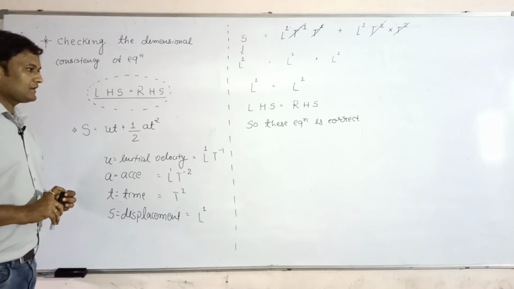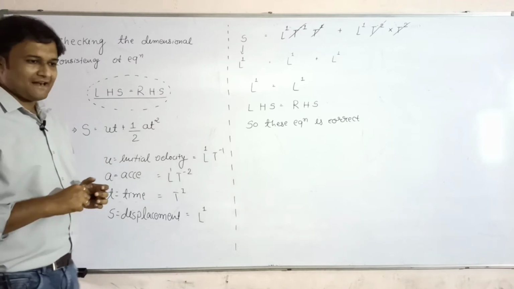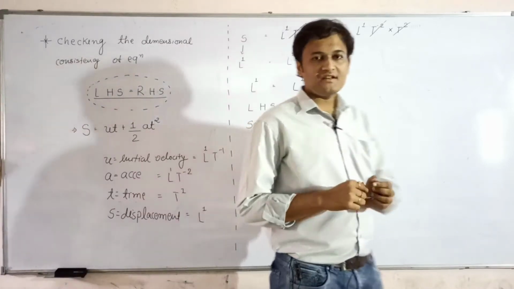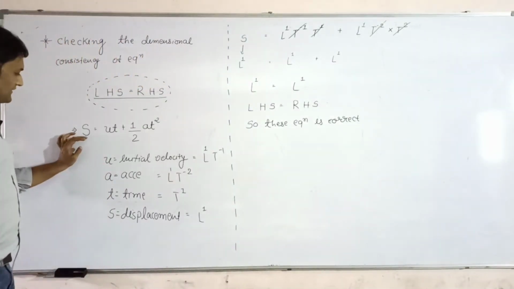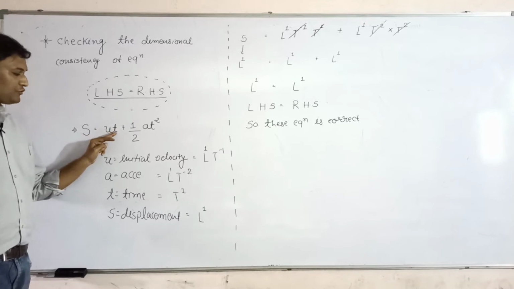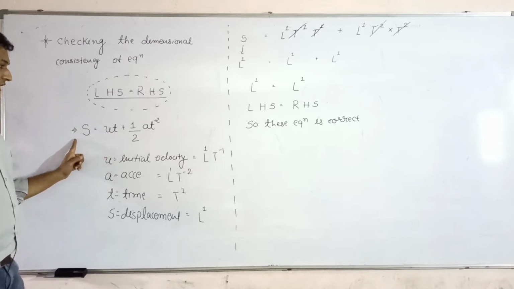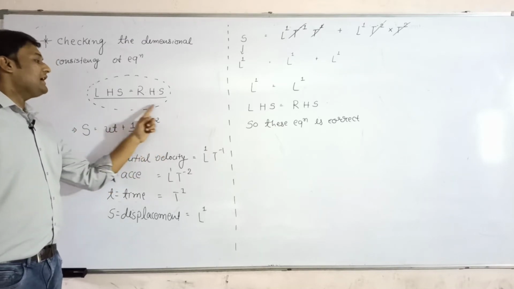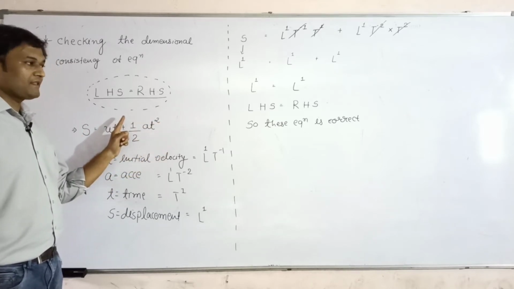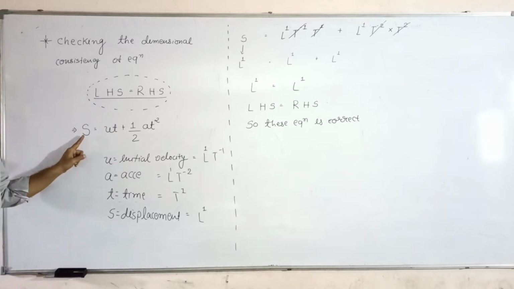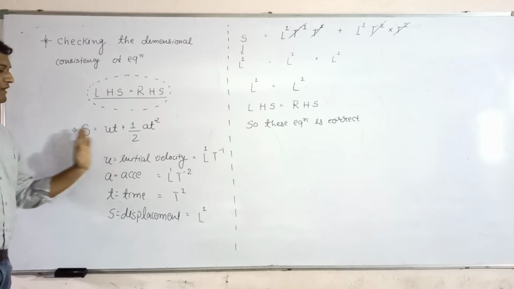From this equation, I want to ask you, if the equation is correct, then what will we do here? S is equal to displacement, u into t, that is velocity into time, is called displacement. Here, if the equation is correct, the term we can say is also displacement. It means if this equation LHS is equal to RHS, we compare the physical quantity on both sides.